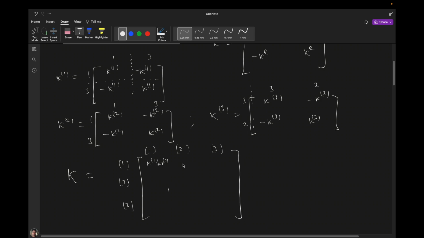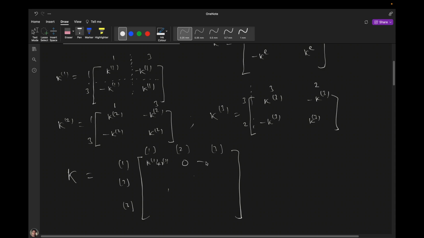Okay, for 2, where is 2? So 2 is here. So here you can see that it is independent, and also the row number 1 is missing. That's why I have to make a 0 entry here.